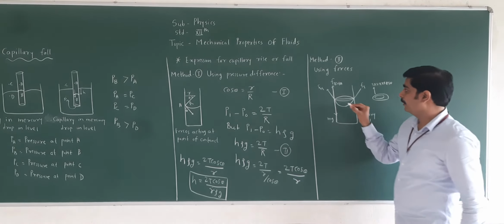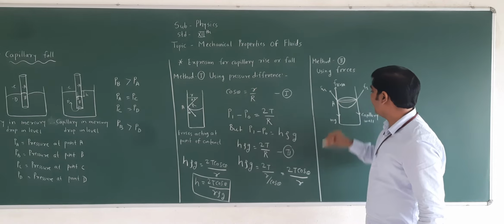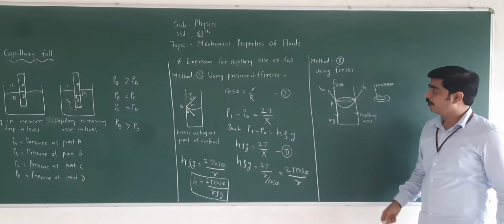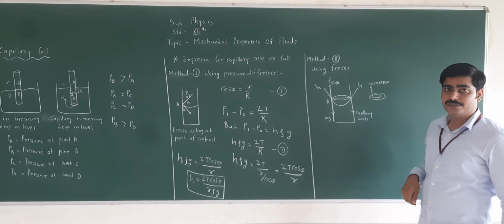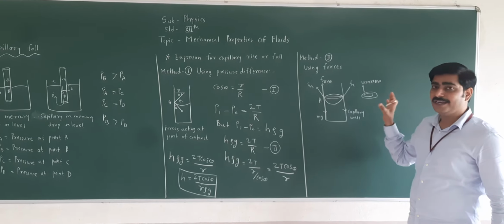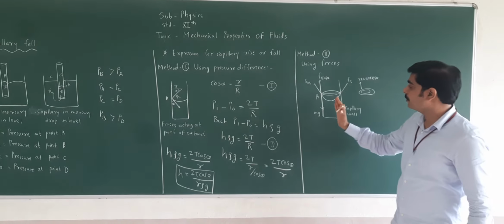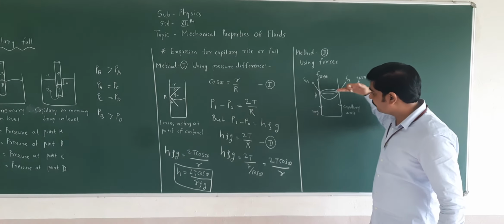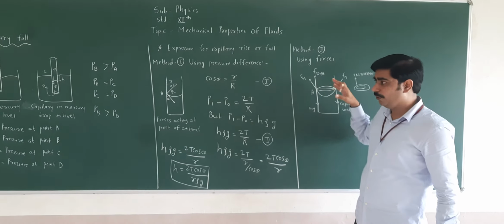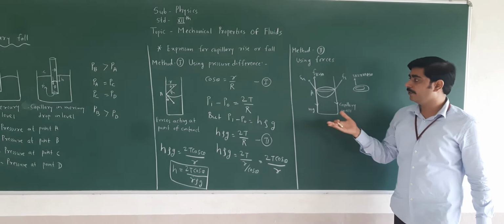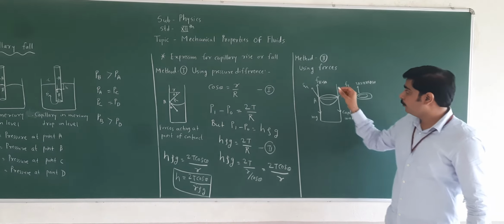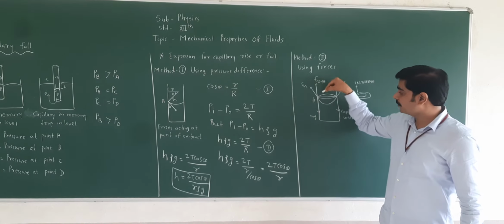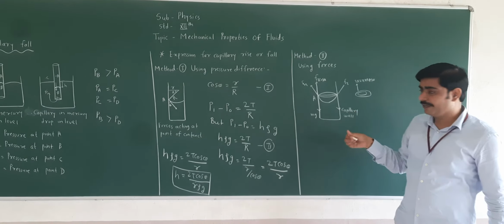So here, let us consider A is a point of contact on which Ft is a force created due to the surface tension, which will get resolved into two components: Ft cos theta, the vertical component, and Ft sin theta, the horizontal component. In your textbook the horizontal component is not given because we are going to use only the vertical component. So this vertical component Ft cos theta will get balanced with the weight mg.